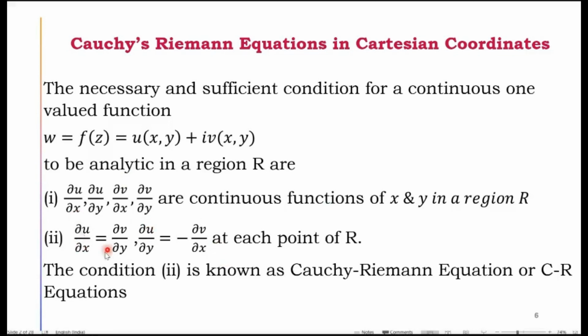Dou u by dou x is dou v by dou y. I will pronounce it as dou, for partial derivatives. Because there are different pronunciations, but I'll use dou for partial derivatives. Similarly, dou u by dou y is minus dou v by dou x. This equation is called the CR equation.